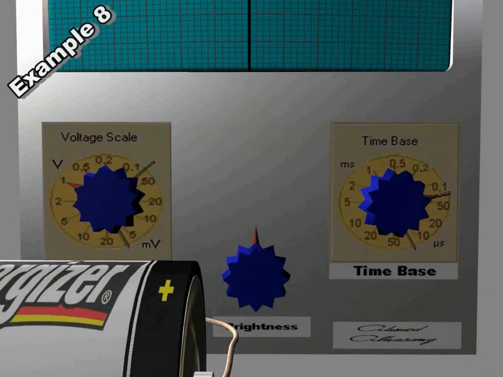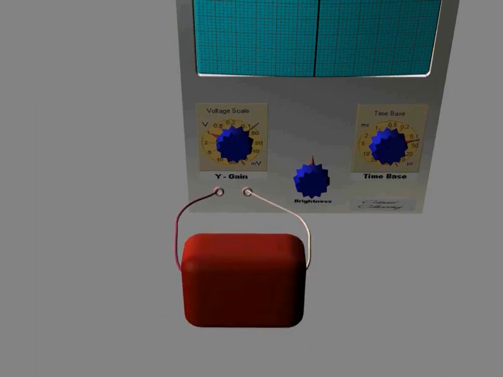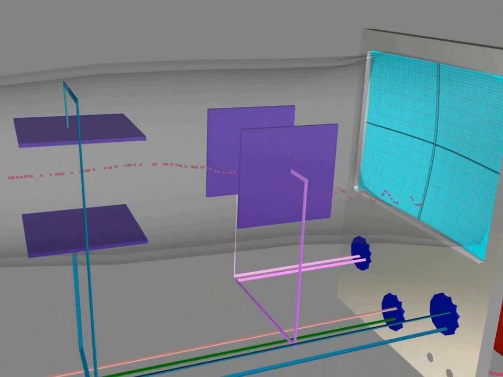Example number 8 is totally different. The X plates are now off by turning the time base button off. A 5-volt AC supply is now connected to the Y input. Remember that AC is a voltage or current that continuously and rapidly reverses. This causes the beam of electrons to deflect up and down rapidly due to the rapid reversing of the voltage and hence the charge on the plates.